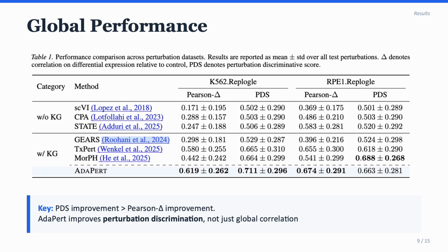Now let's look at the results. This table shows the overall performance across different methods and datasets. You can see AdaPert improves on almost all metrics, and the PDS improvement is larger than the Pearson improvement. The PDS measures how well the model can actually discriminate between different perturbations. So this metric tells us AdaPert is not just reconstructing better, it's actually distinguishing perturbation effects from each other.